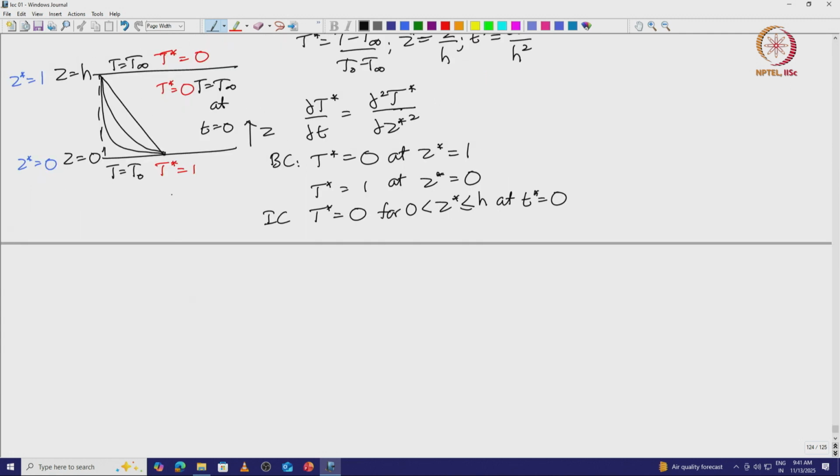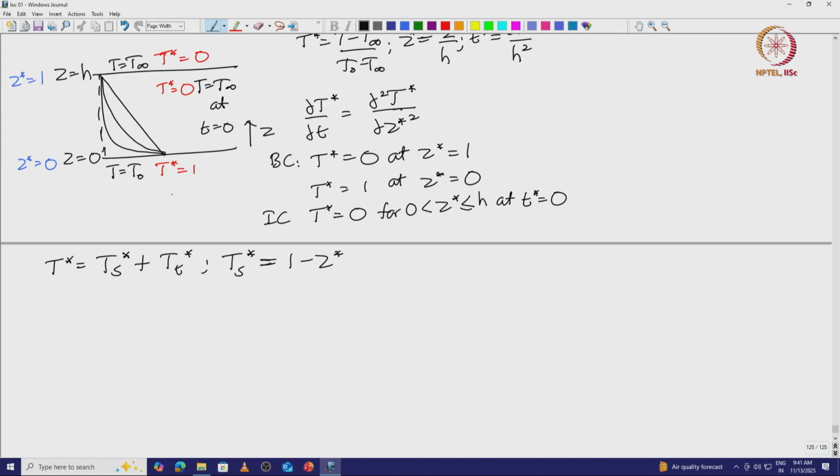The procedure for solving this: T star was written as a steady plus a transient part. The steady part was just the linear profile, if you recall, that satisfied the boundary conditions: T star is equal to 1 at z star equals 0 and T star is equal to 0 at z star is equal to 1. So, this satisfied the boundary conditions.